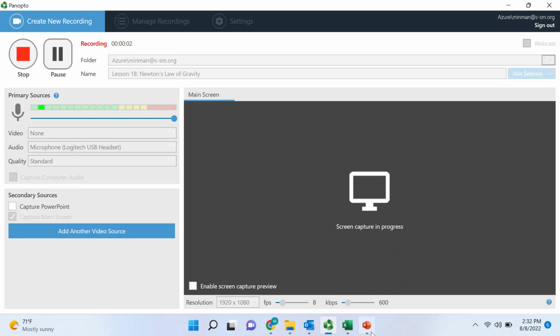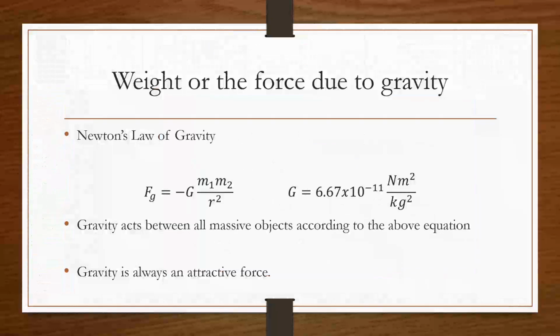In this lesson, we're going to look at one mathematical model that we can use to describe the force of gravity, particularly if we're dealing with objects that are not close to the Earth's surface. If we have an object that's close to the Earth's surface, we can easily calculate the weight of the object by taking the mass of the object and multiplying by the acceleration of gravity, 9.8 meters per second squared.